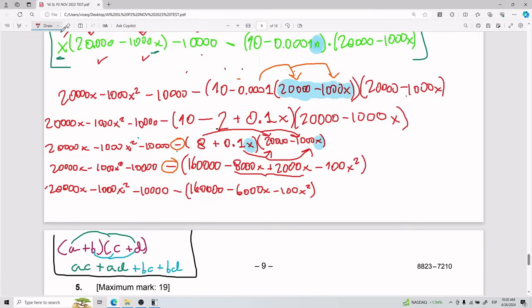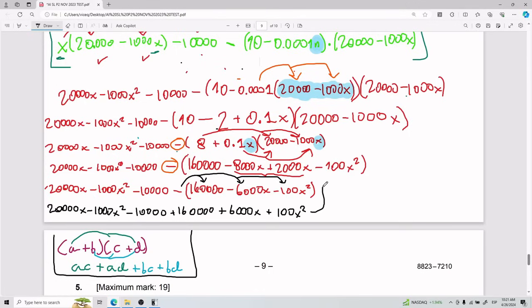Okay? And so from here, you can distribute this negative, right? So this negative is going to change the symbols of everything. So you end up with 20,000x minus 1,000x squared minus 10,000. And then this symbol is going to change everything. So it's plus 160,000 plus 6,000x and plus 100x squared.